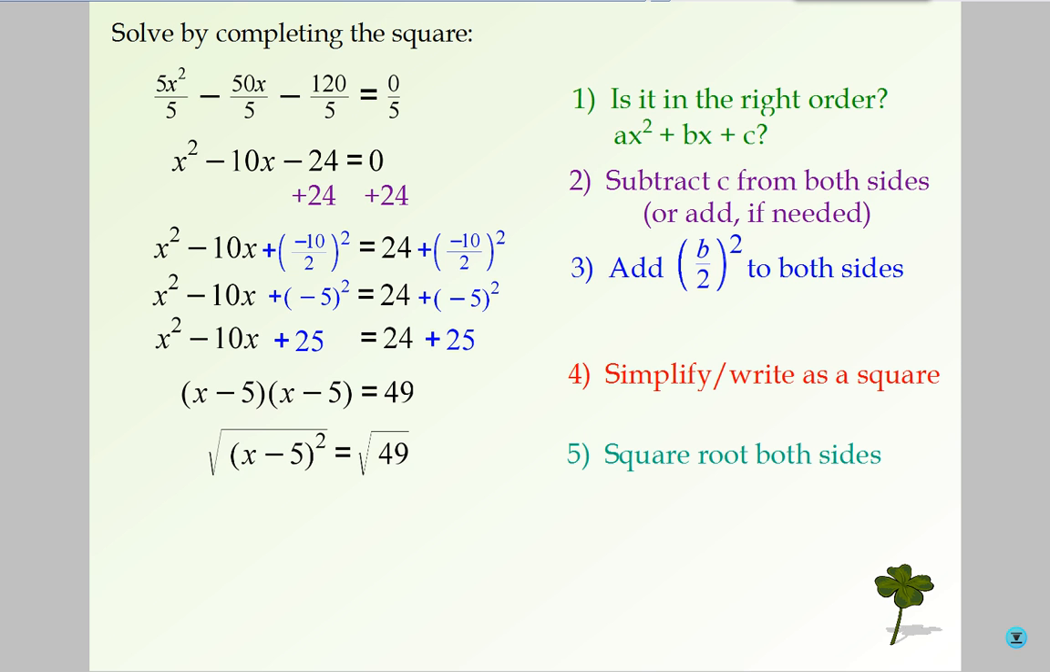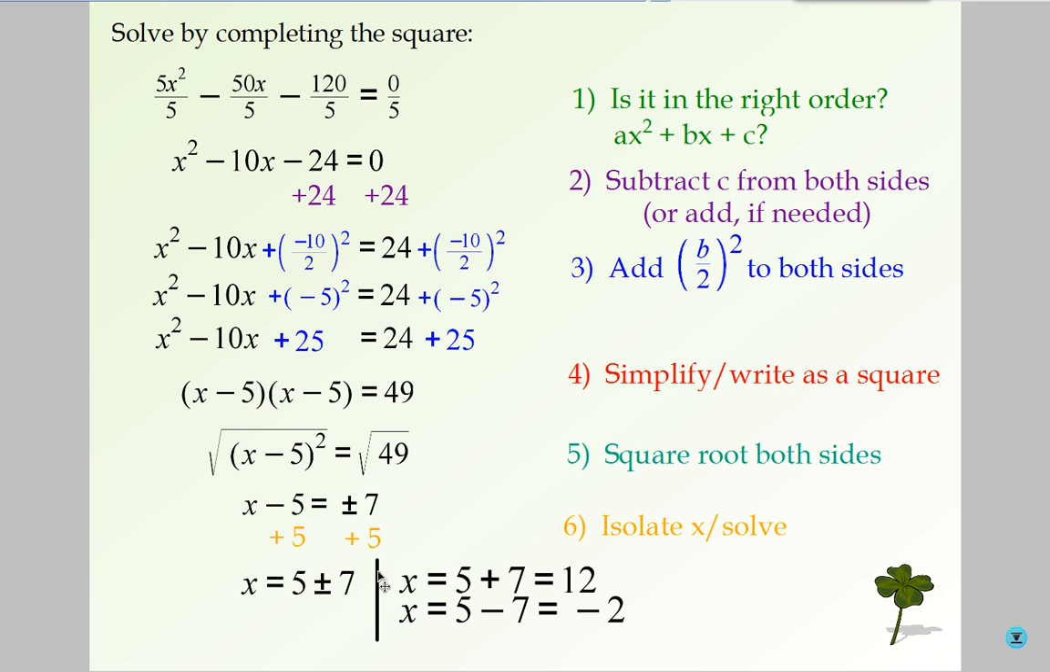Now I can square root both sides. Remember, when I square root on the right-hand side, I need to take the positive and negative root. When I add 5 to both sides to isolate x, I get x is 5 plus or minus 7. Remember, that's two solutions, one with 5 plus 7 and one with 5 minus 7. And that's going to give me my two solutions of 12 and negative 2.